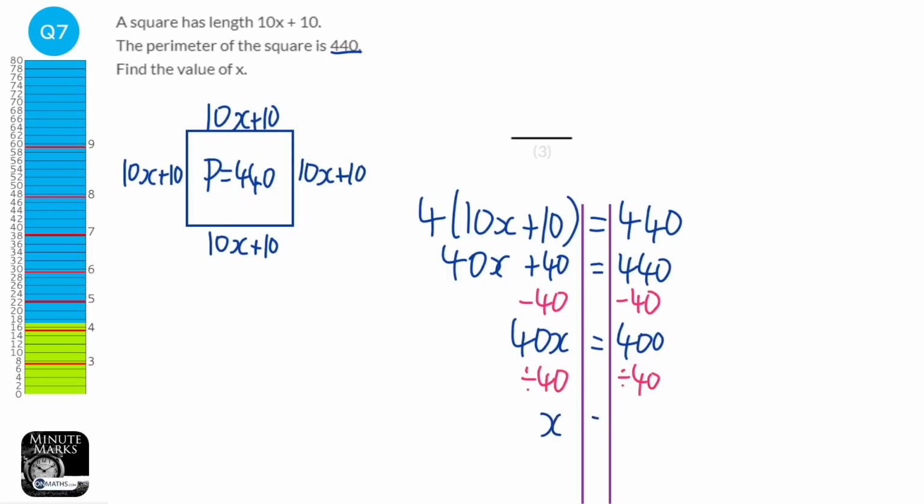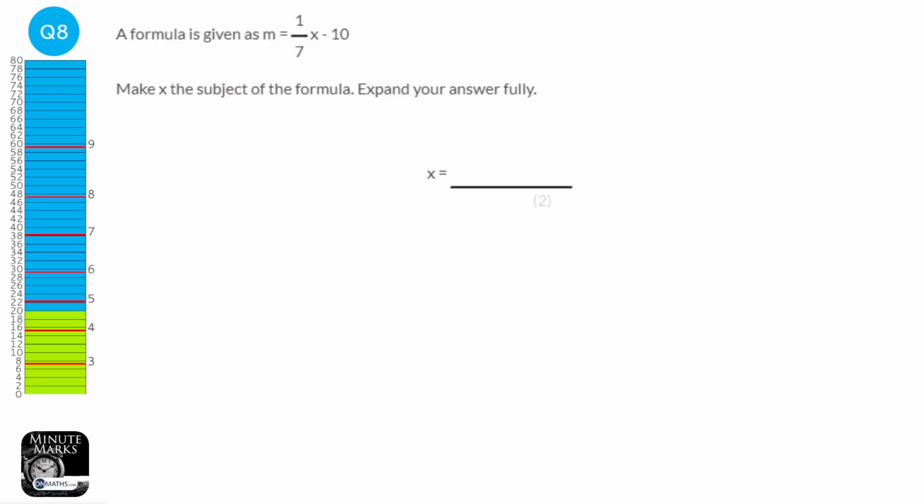And we've got x equals 10. So our answer is 10. So I'm going to start just by writing out the equation. And I can put my lines in.